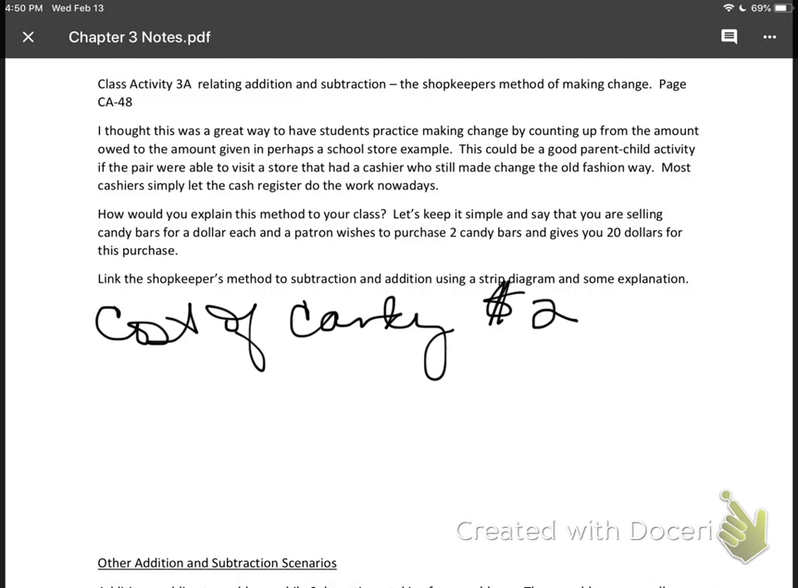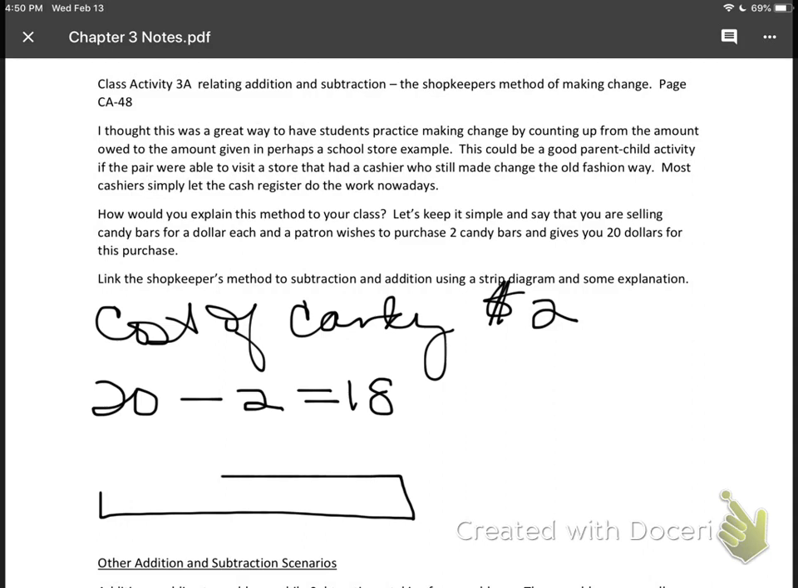So the first way you can do it is you can just say, okay, I'm going to do a basic subtraction. I have 20. I take $2 away. I'm expecting $18 back. And then you have your basic strip where you have the 2 that you have spent, the 20 that you've given, and what you want back. You want the 18 back. Alright, so that's easy enough.